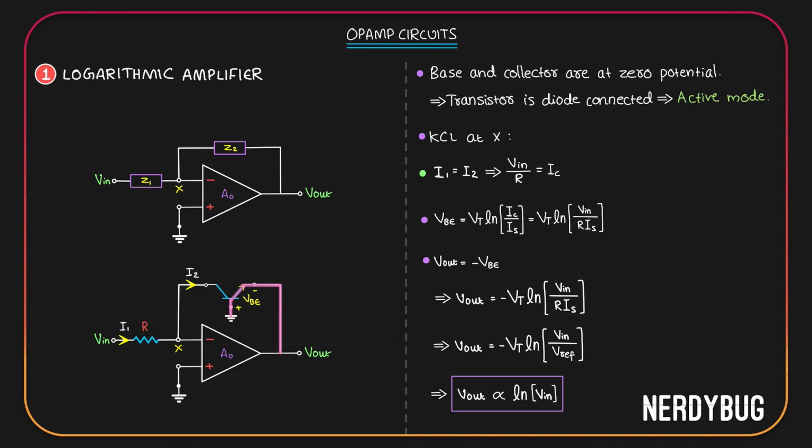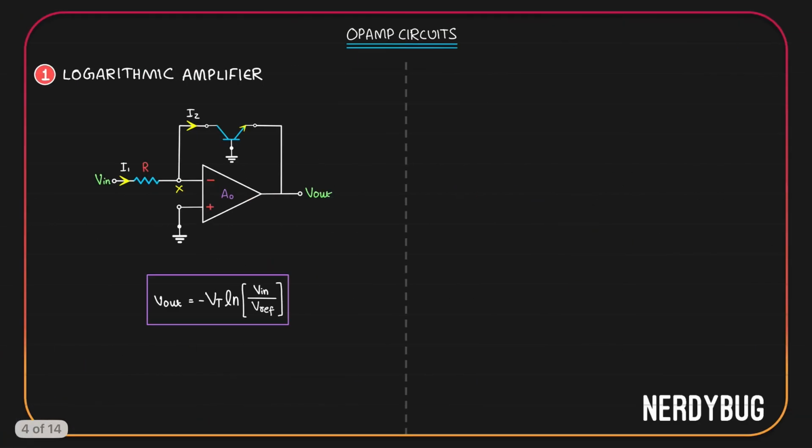Let us now answer some questions based on what we learned. The first question is, why is the output negative? You can see the output as negative of Vt log of V in by V reference. Why is there a negative?